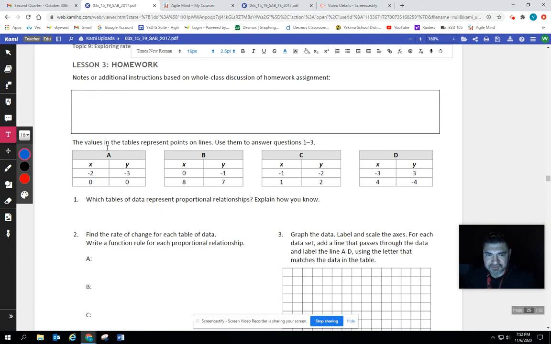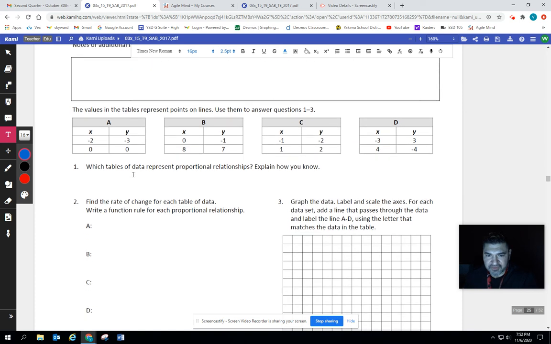It says the values in the tables represent points on a line. Use them to answer questions 1 through 3. Okay, which tables of data represent proportional relationships? Explain how you know. So you guys are just going to have to look at these. What is one of the key points for it to be a proportional relationship? It has to pass through the origin. So if you have a 0 here, you better have a 0 over here.